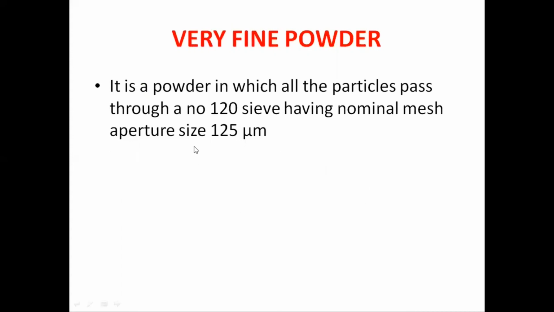Very fine powder means it is a powder in which all the particles can pass through sieve number 120, and the sieve is having nominal mesh aperture size of 125 micrometer. That powder is known as very fine powder.